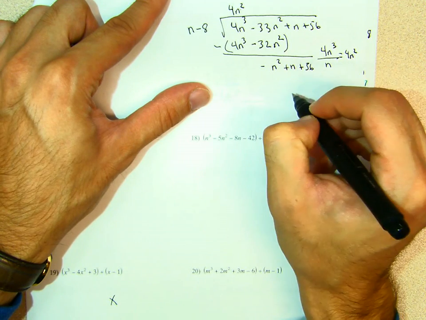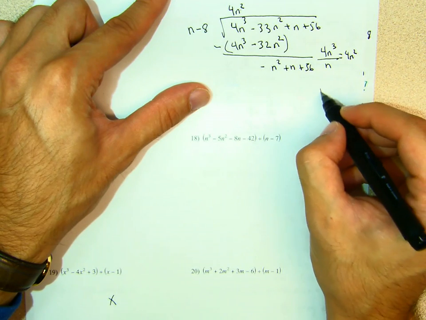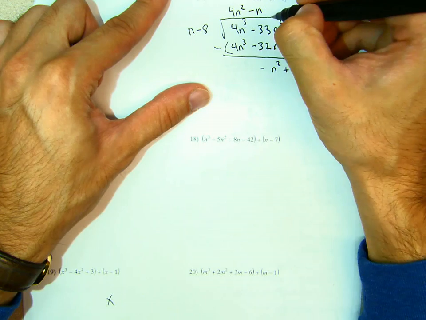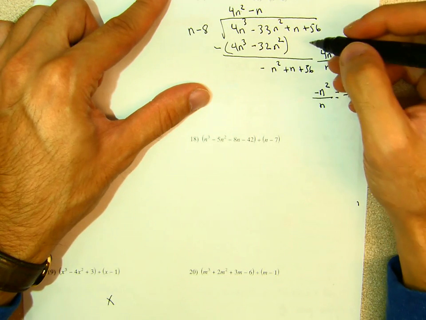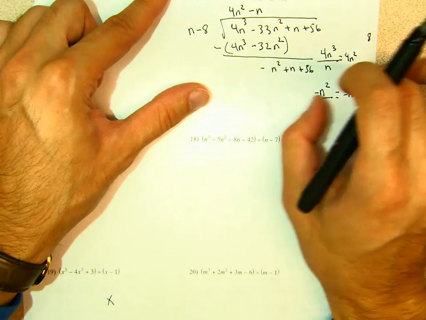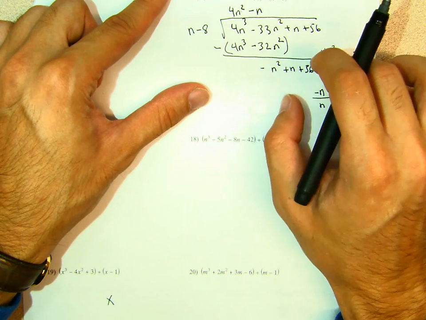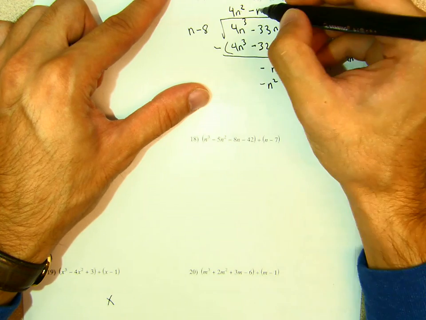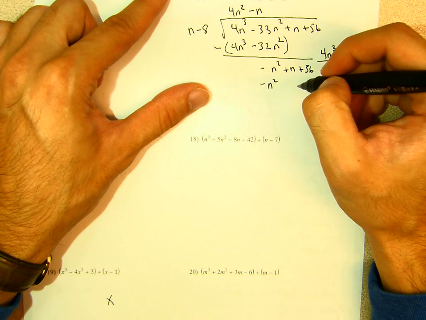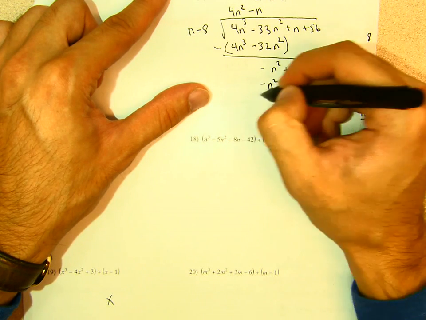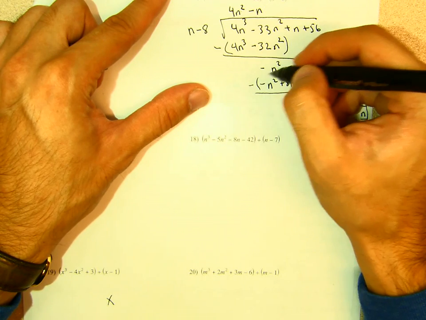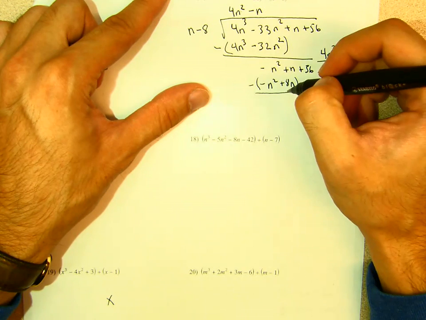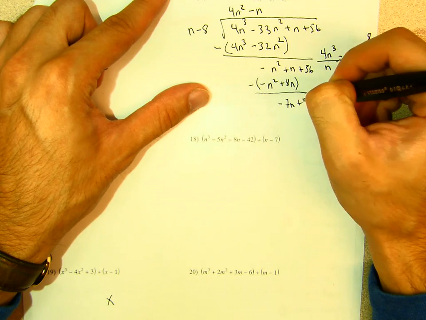plus 56. How many times does n go into negative n squared? So negative n squared divided by n is negative n. So negative n goes up here, and if I'm going very fast, pause the video and just try and figure out what I'm doing, or talk to me during class, okay? Negative n times n is negative n squared. Negative n times negative 8 is positive 8n. Parentheses, parentheses, subtract. So here, this becomes 0. N minus 8 will be negative 7n plus 56.